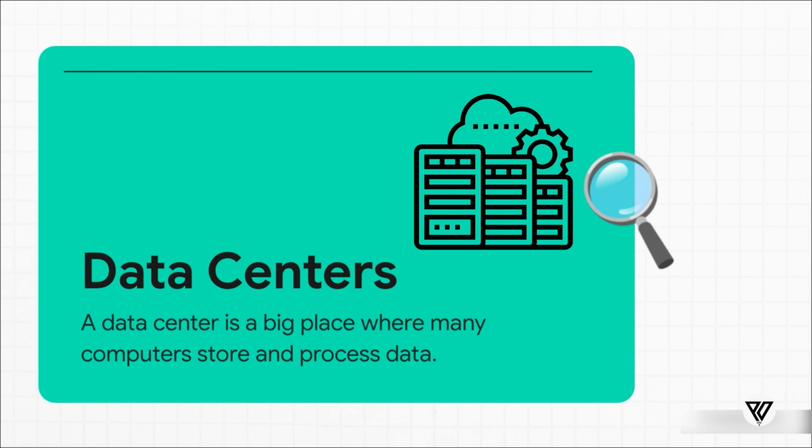But here's the secret. The cloud isn't some fluffy thing up in the sky. The cloud has a physical home. It lives inside these things called data centers. And these are enormous, super secure buildings, sometimes as big as a whole city block, just packed to the ceiling with thousands and thousands of servers. They are the true physical heart of the internet.